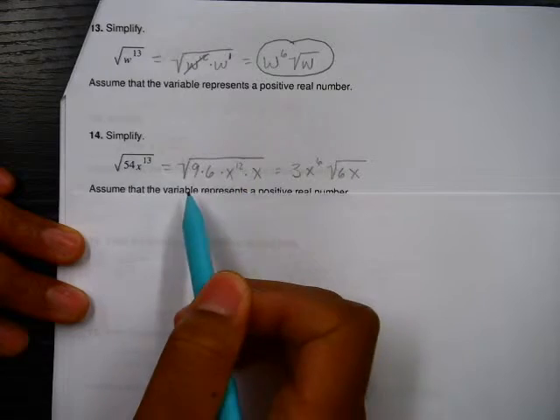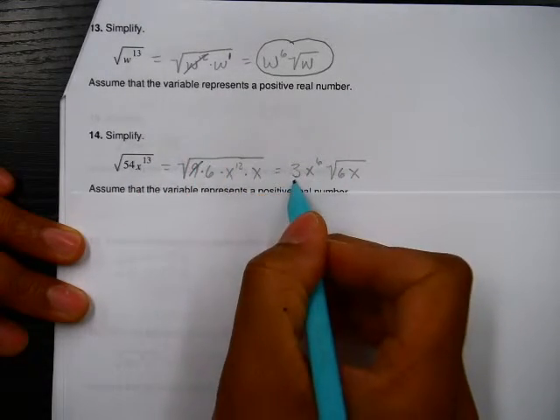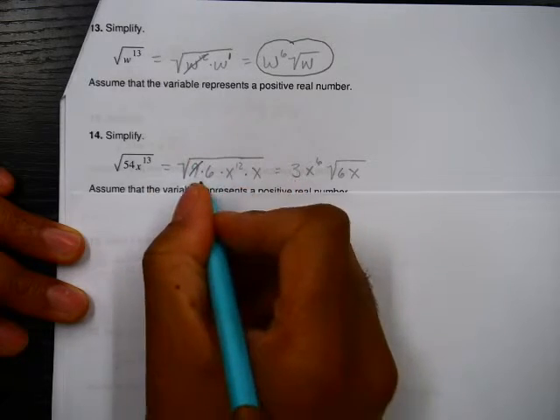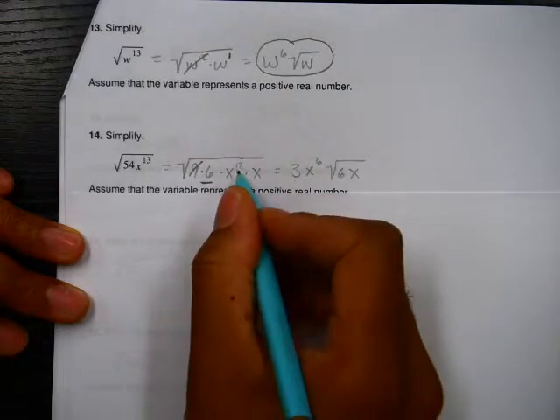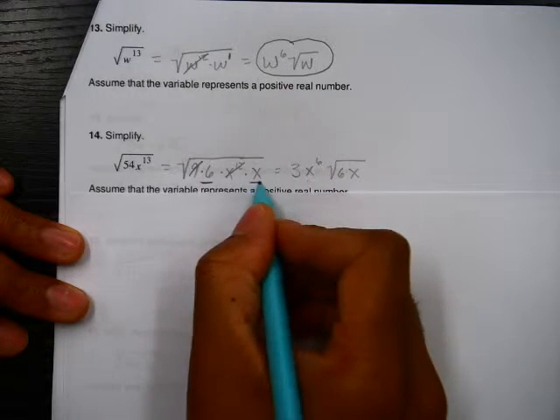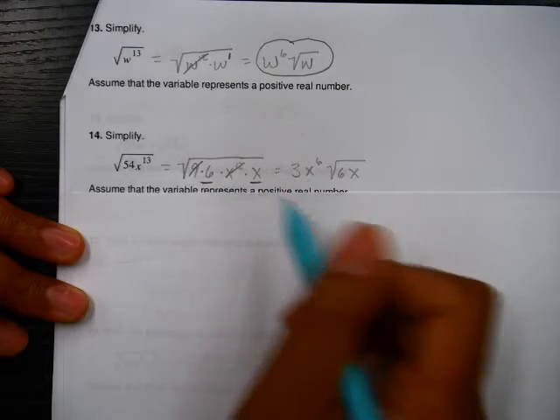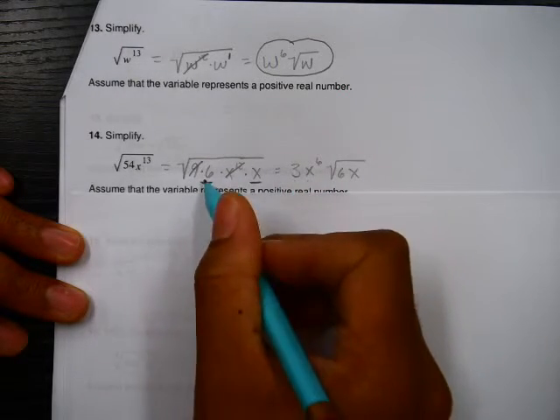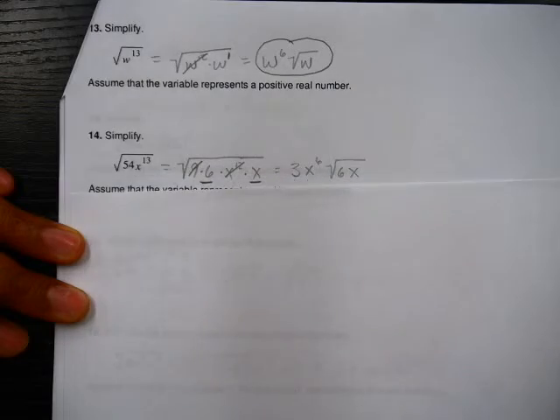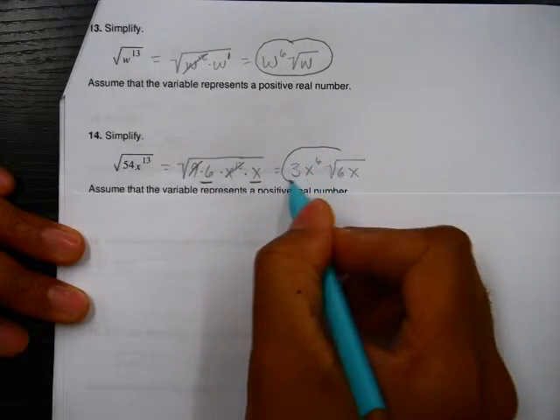Now you go through and pull out the perfect squares. The square root of 9 comes out as a 3. The 6 needs to stay. The square root of x to the 12 comes out as x to the 6. This x needs to stay. So we can pull out a 3, we pull out x to the 6. What needs to stay up under the radical is a 6 and an x. And so my final answer is 3x to the 6th power, square root of 6x.